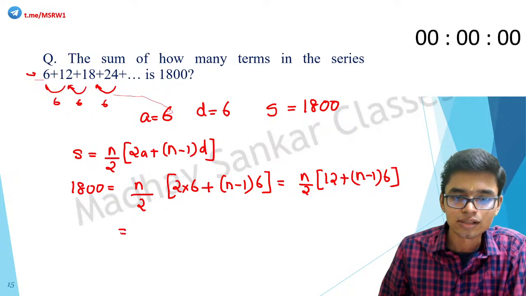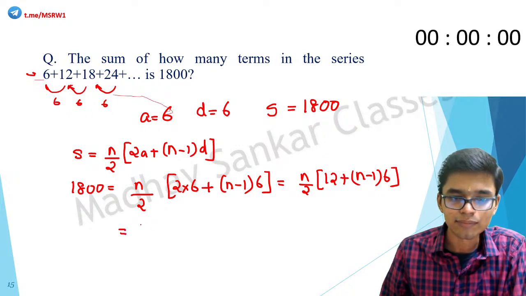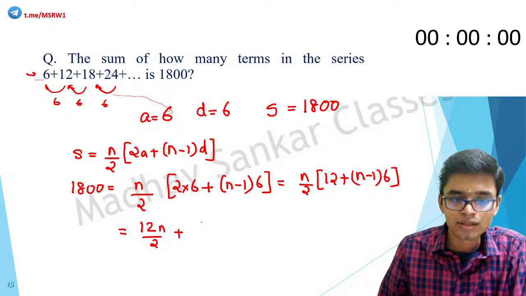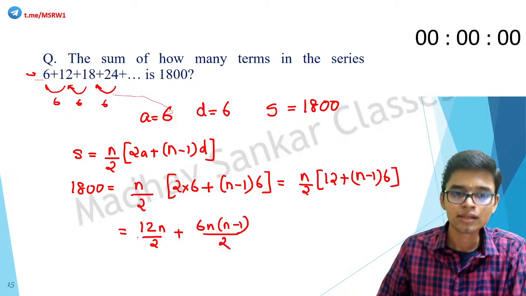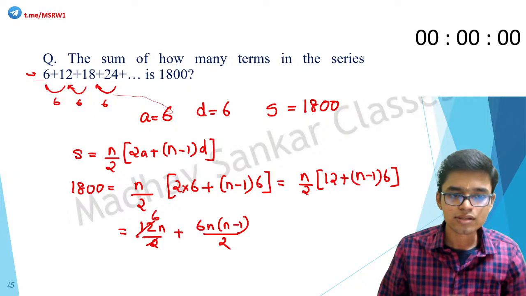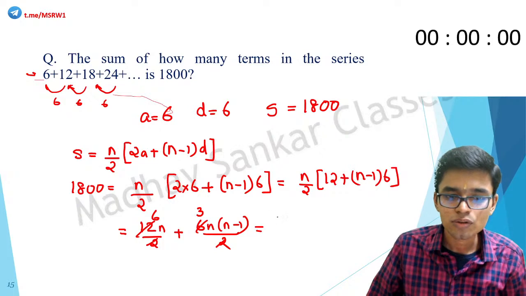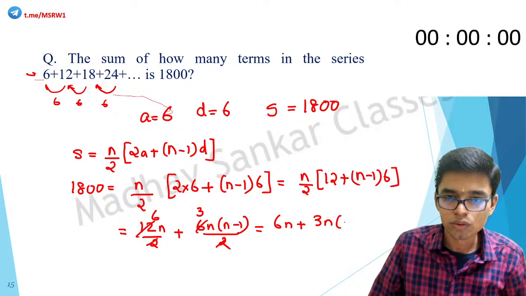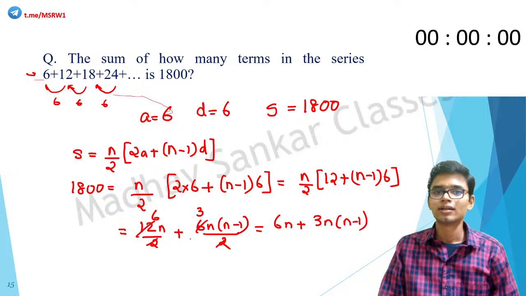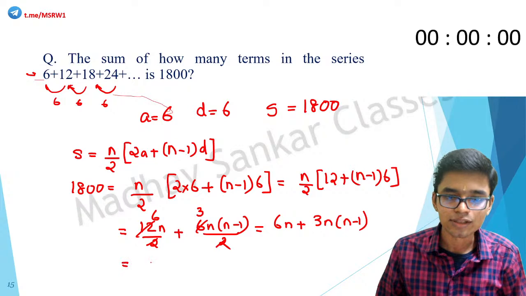Okay, now if we open the brackets, it will be 12n by 2 plus 6n into n minus 1 by 2. We can cancel these out, 6n, and this also goes, correct, is equal to 6n plus 3n into n minus 1. Correct? Now we have to open this up, is equal to 6n plus 3n squared minus 3n.